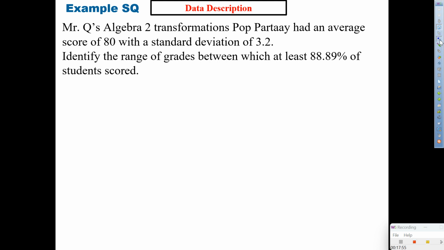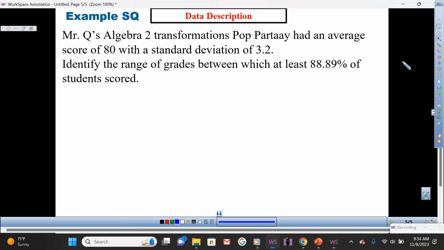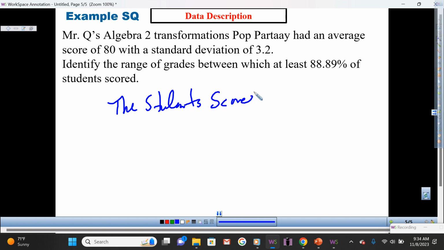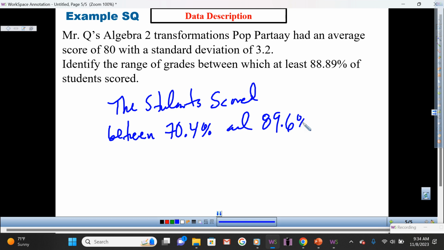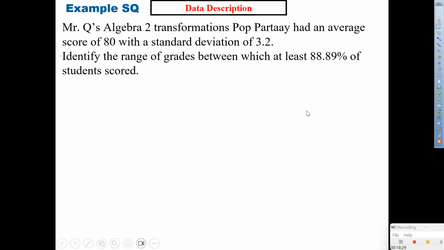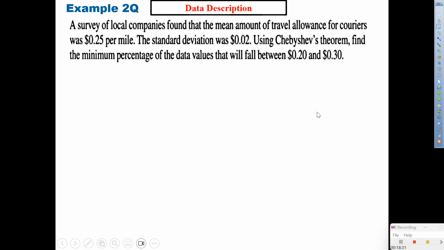All right, conclusion. David, go. The students scored between 70.4% and what? 89.6%. Hands up if you got that. Looks about right. All right, from 1 to 5, I'll confer you with that. Pretty straightforward. All right, except when we get to this one.